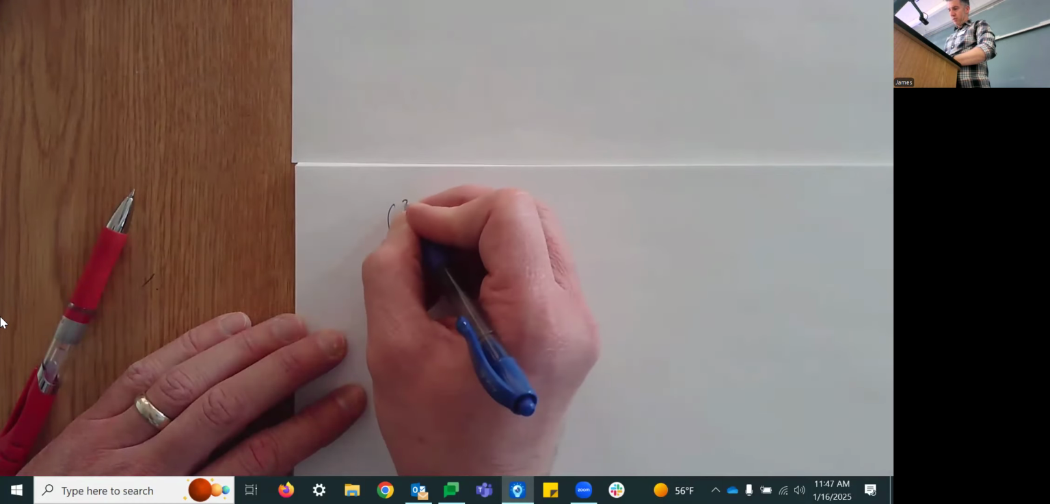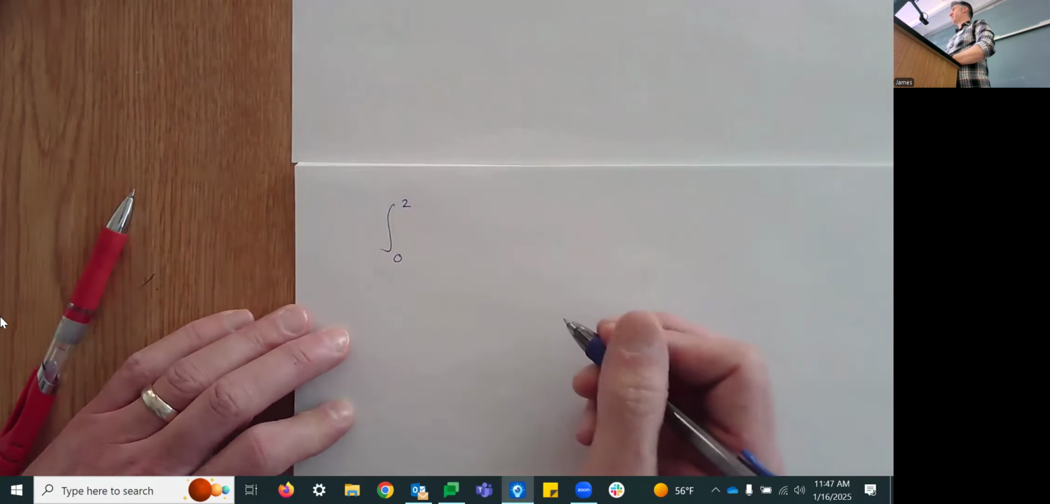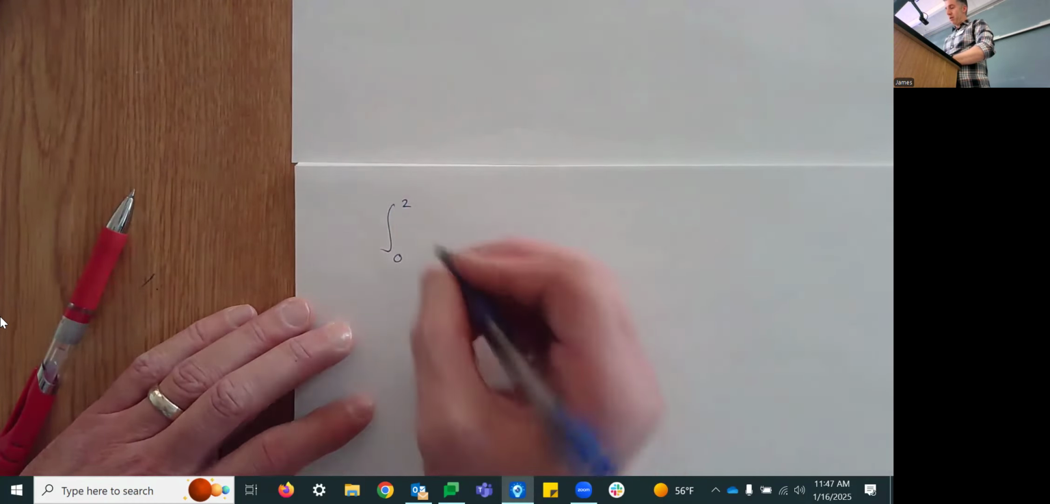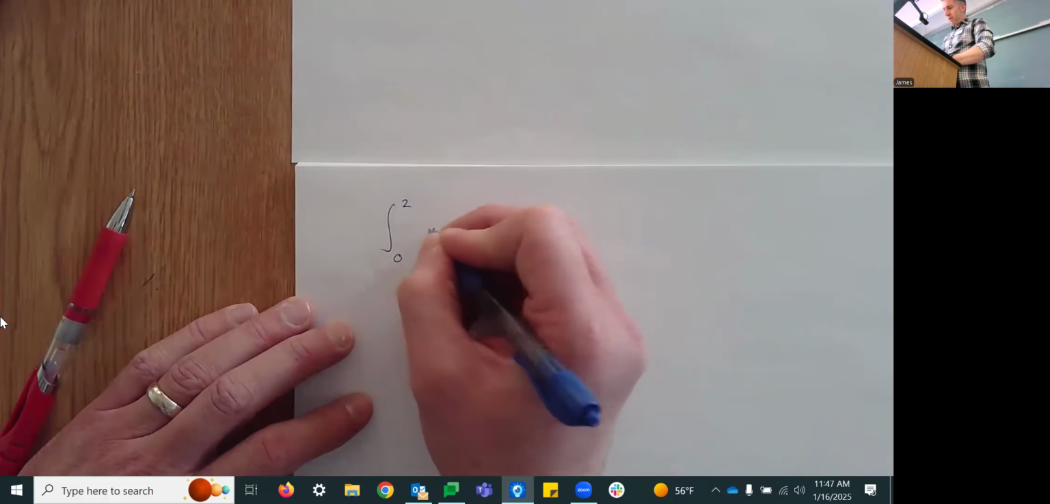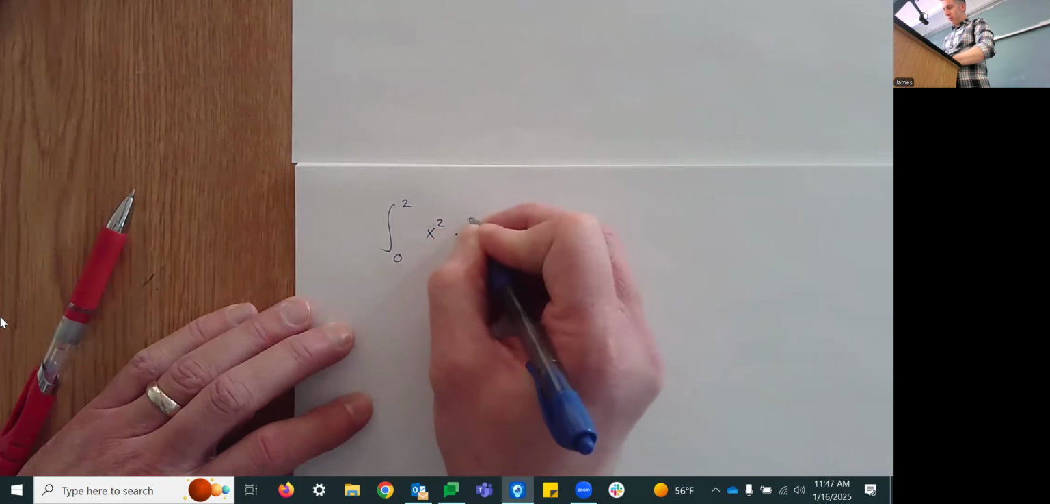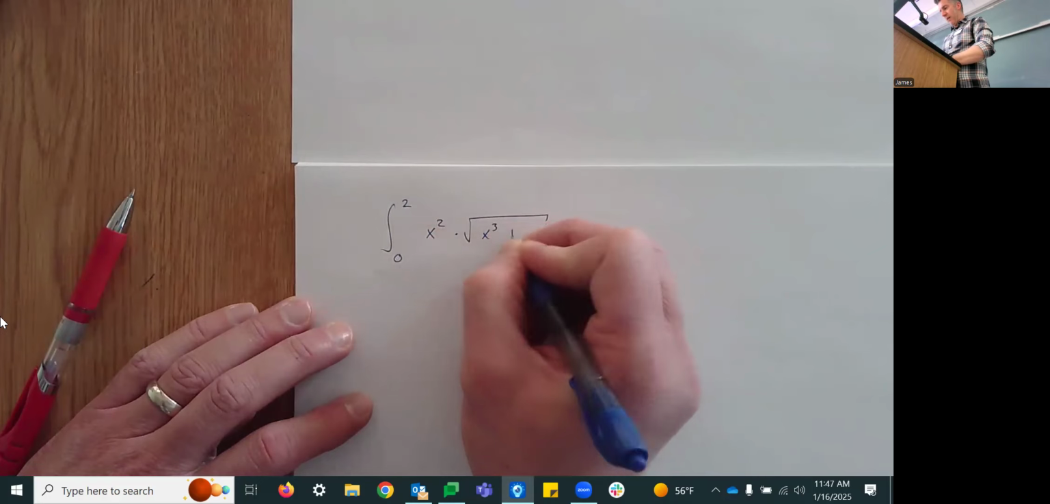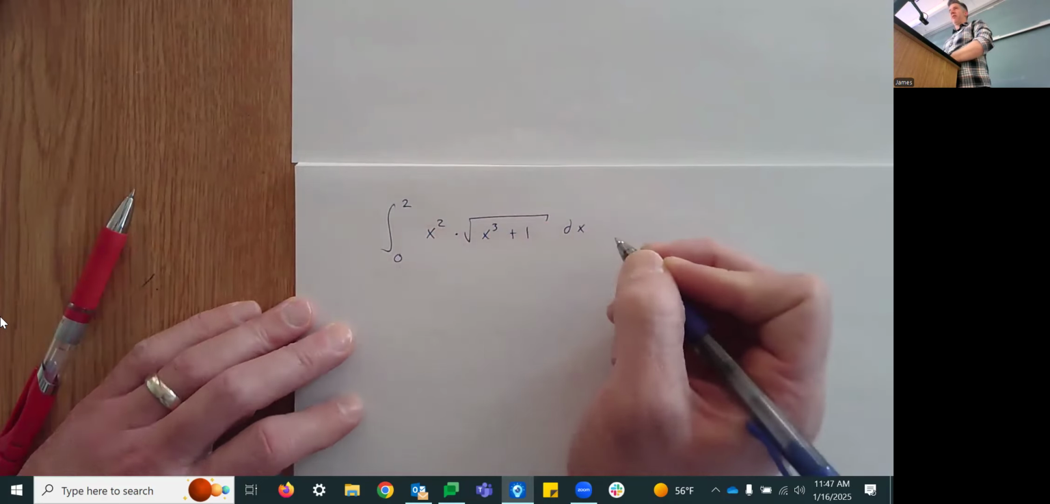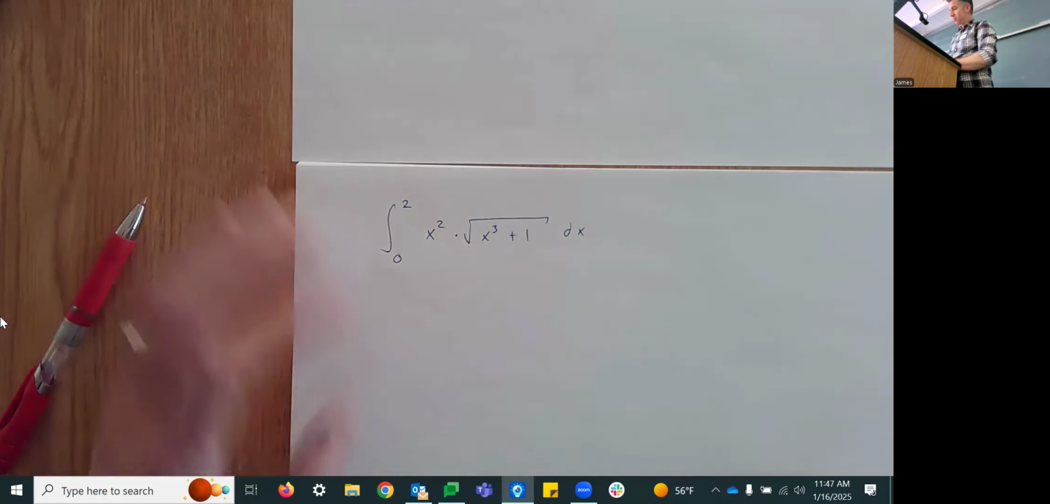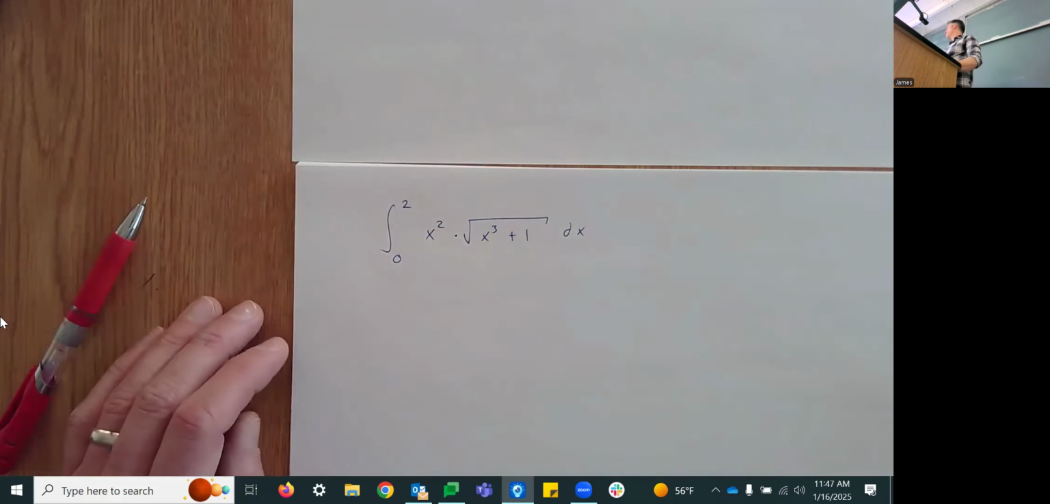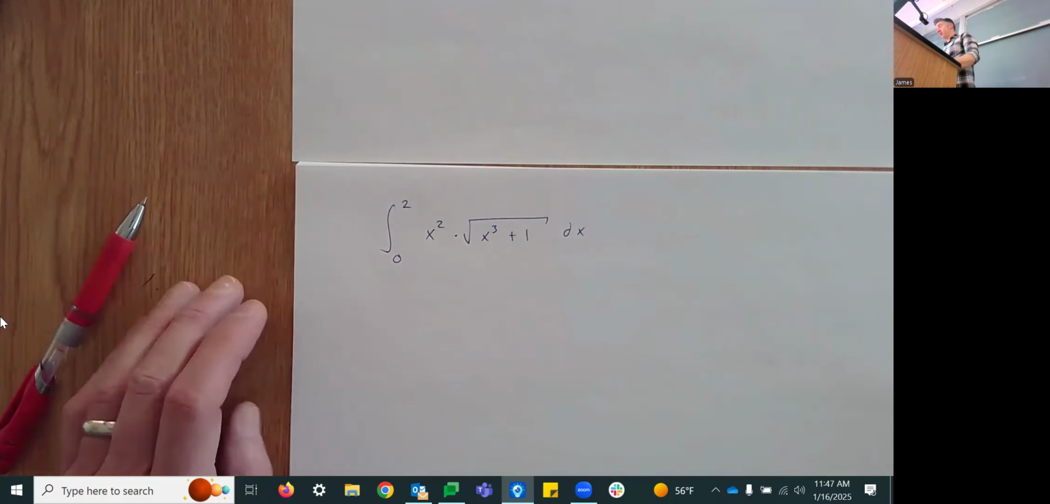Like the integral from 0 to 2 of x squared times the square root. Sorry, this is just a standard example and it happens to have the same sort of substitution. They've all been x cubes. So let's say that's our integral. It's going to work out fine.